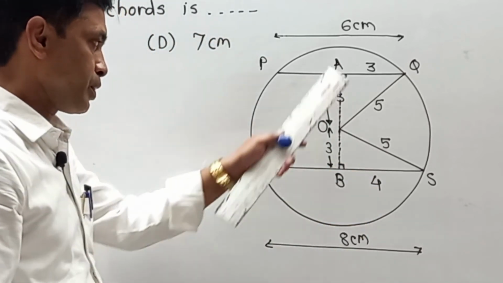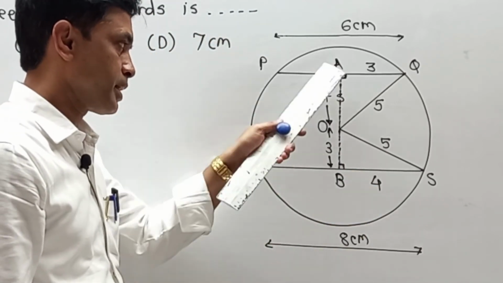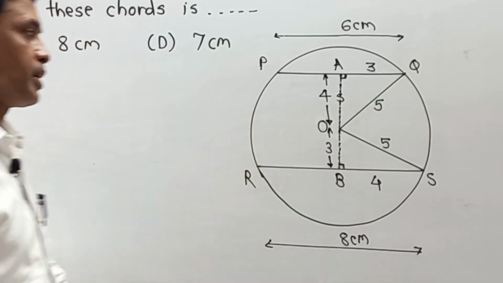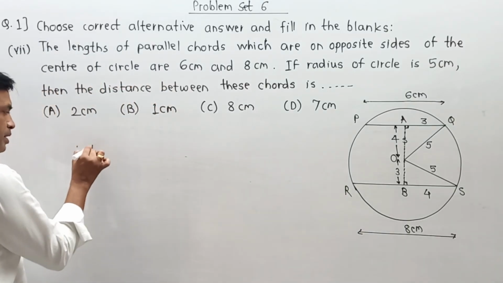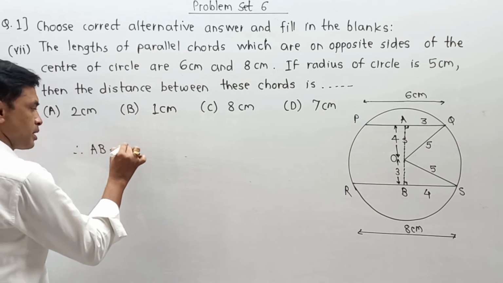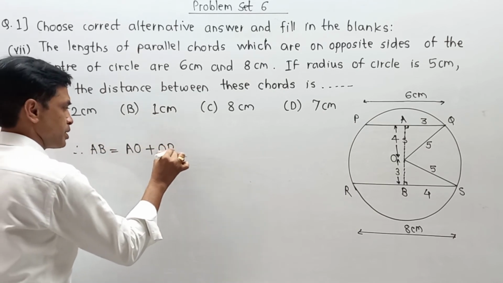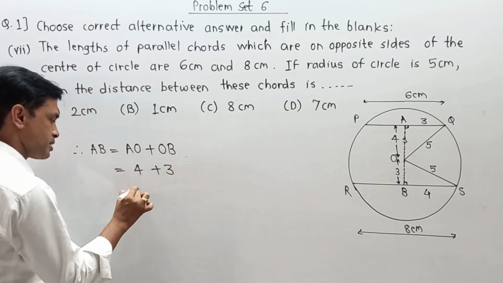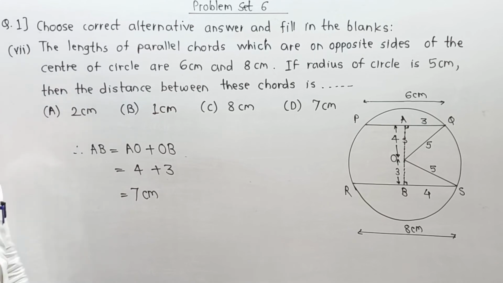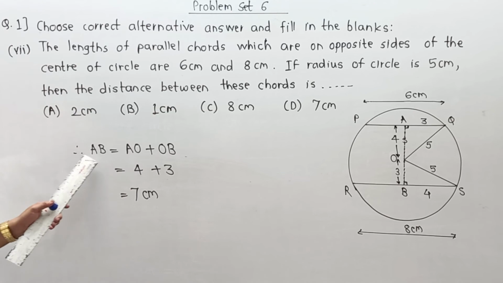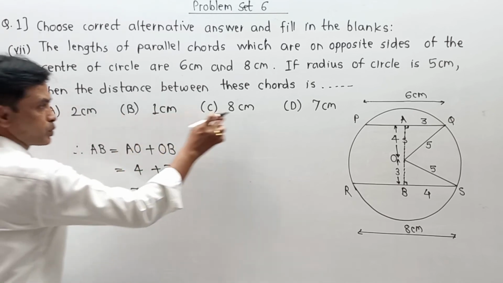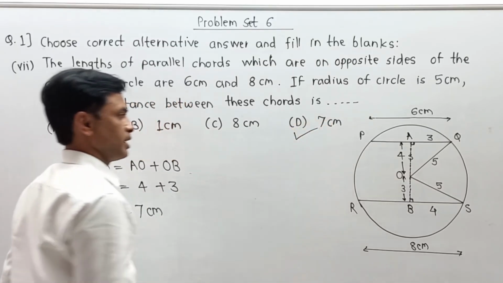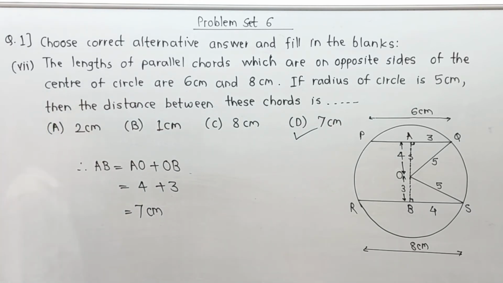And now we have to calculate AB. AB is nothing but AO plus OB, that is 4 plus 3, and that is 7 centimeter. Instead of using Pythagoras theorem, by logical understanding also, you can calculate this part. And again, AB is 7. So our option D answer is correct. That is 7 centimeter. And in this way, we have completed question number 1.